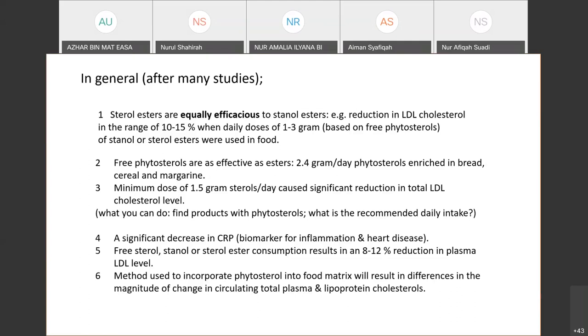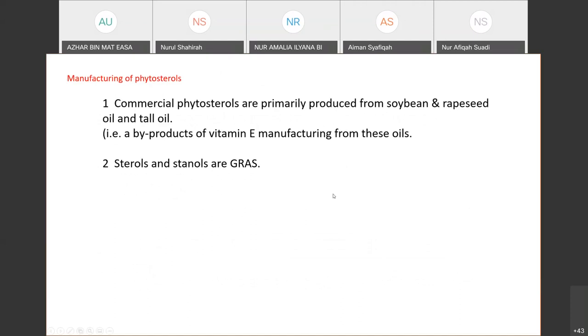Okay, how is phytosterol manufactured? Number one, I think all phytosterol is obtained from soybean, rapeseed oil and tall oil. These are the sources for the manufacturing of vitamin E. What is tall oil? I don't know. Can research that later. But we know it's soybean and rapeseed oil. So they are using soybean and rapeseed oil to produce vitamin E, and the byproducts from that are used for making phytosterols. Both sterol and stanols are generally regarded as safe.